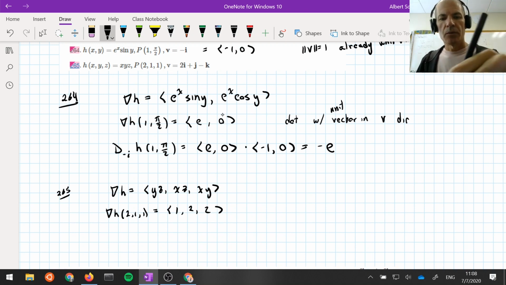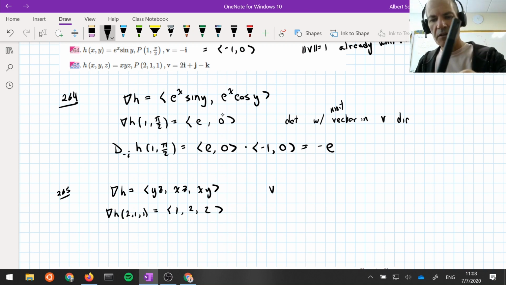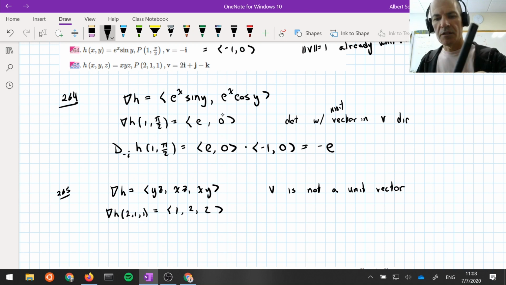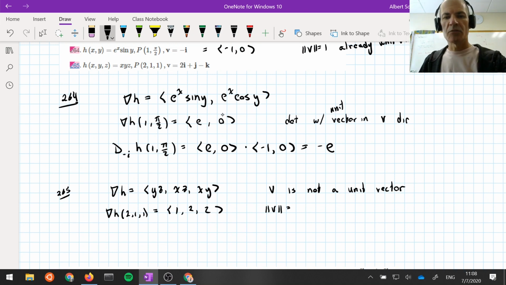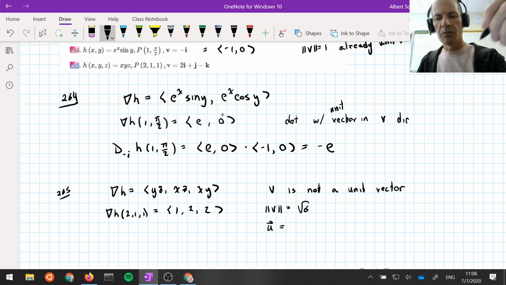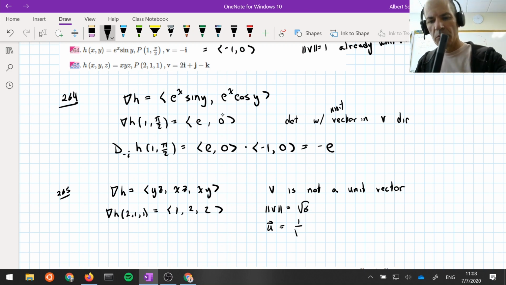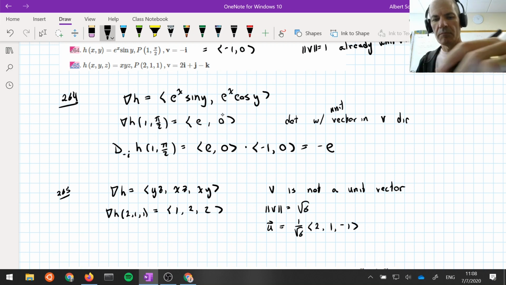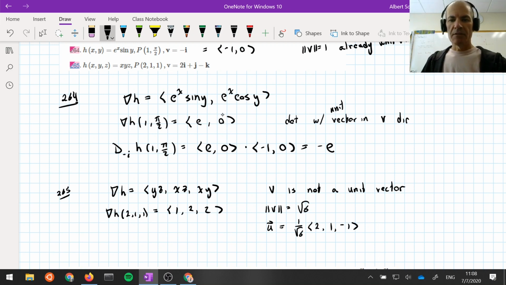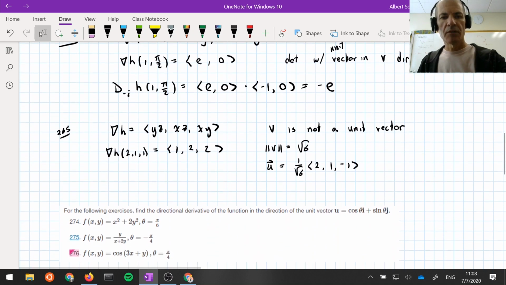And we need to look at v. v is not a unit vector. To construct a unit vector, we need the magnitude of v. The magnitude of v is the square root of 4 plus 1 plus 1, square root of 6. So the unit vector that we need in order to compute this directional derivative is 1 over root 6 times the vector (2, 1, -1). Everything's now in place. We're ready to compute the directional derivative.